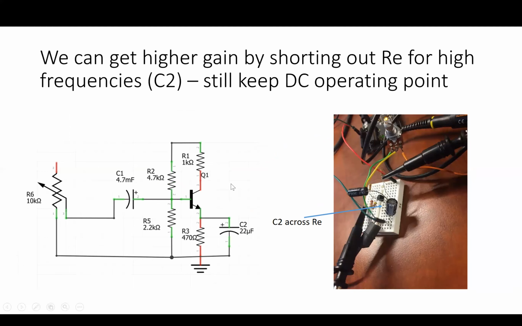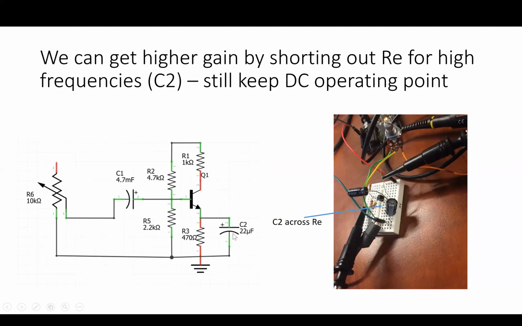What can we do to increase the AC gain of the circuit? We can play a trick. Remember I told you that capacitors will not pass DC, so I can make the transistor quite stable at DC if I put a capacitor here. Notice I've got the plus sign up here now on this capacitor.